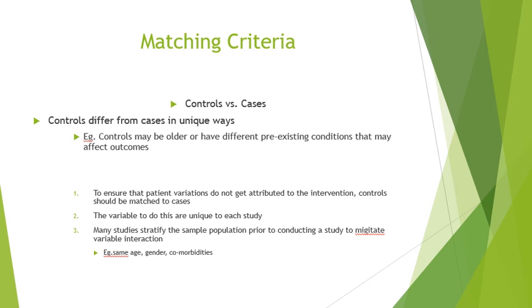In our matching criteria, controls will be matched on variables with cases. This will eliminate any disparities that might occur with the study. Many studies in the sample population are conducted to mitigate variable interaction, such as gender disparities, comorbidities, or even death.